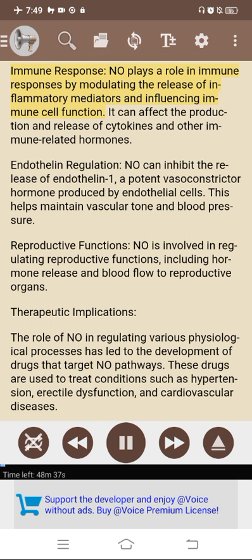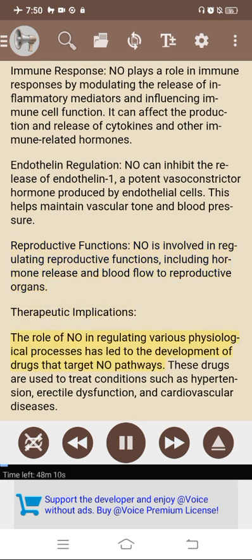Immune response. NO plays a role in immune responses by modulating the release of inflammatory mediators and influencing immune cell function. It can affect the production and release of cytokines and other immune-related hormones. Endothelin regulation. NO can inhibit the release of endothelin-1, a potent vasoconstrictor hormone produced by endothelial cells. This helps maintain vascular tone and blood pressure. Reproductive functions. NO is involved in regulating reproductive functions, including hormone release and blood flow to reproductive organs.